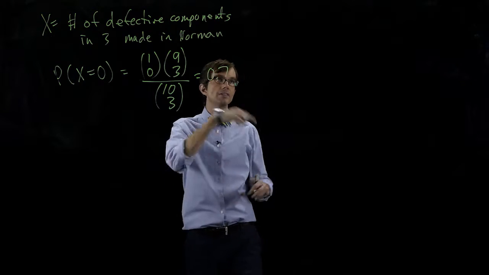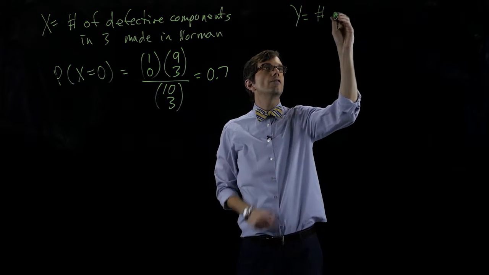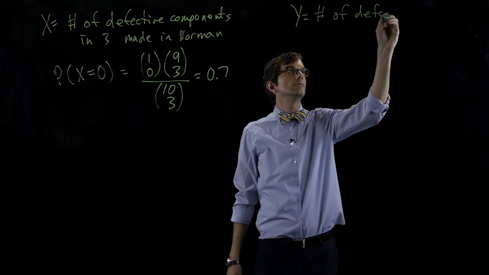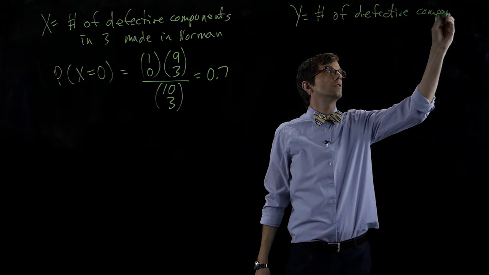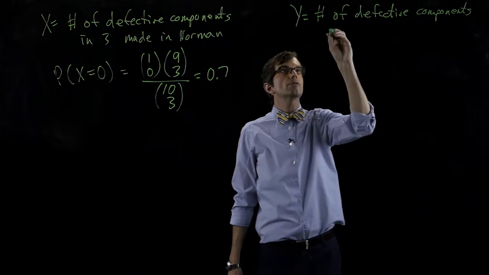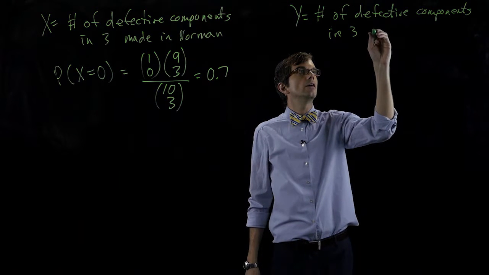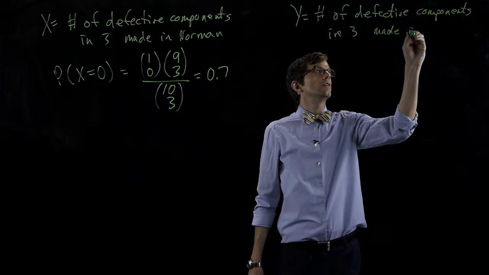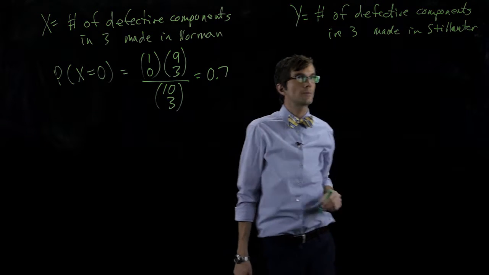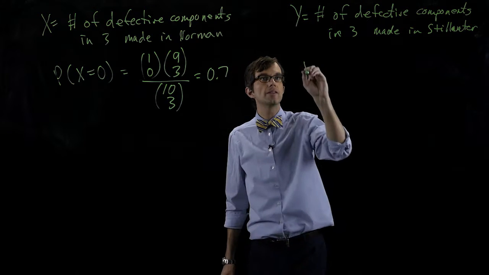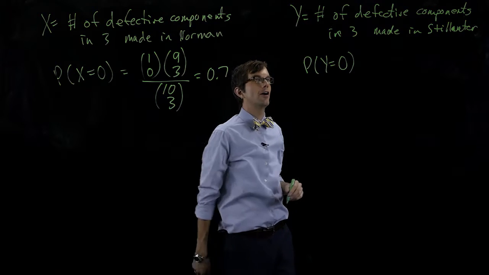Now let's name a different random variable. That's going to be y, and that's the number of defective components in 3. We're still sampling 3, and they were made in Stillwater. So what's the probability that y equals 0? None in those 3 are defective.